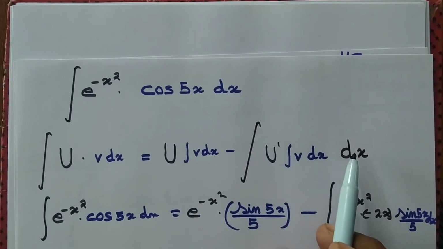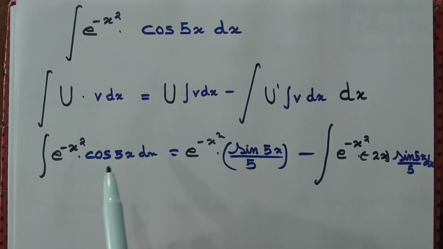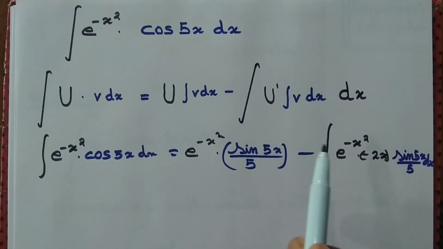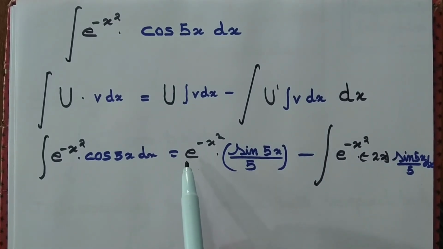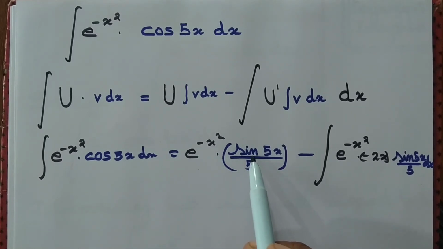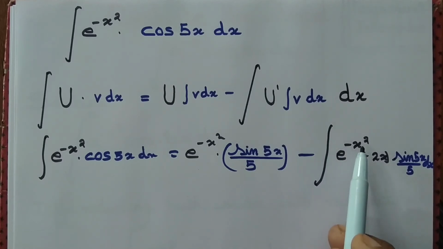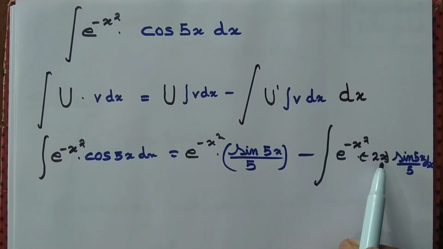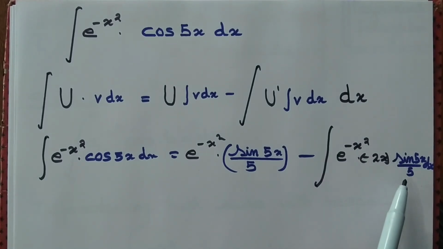This product has to be integrated once again. So we apply the same thing. Observe that integral of cos 5x is sin 5x by 5. So this is equal to first function e to the power minus x square, integral of second function is sin 5x by 5, minus integral of derivative of first function e to the power minus x square, and the derivative of minus x square is minus 2x. We apply chain rule. And then integral of second function is sin 5x by 5.